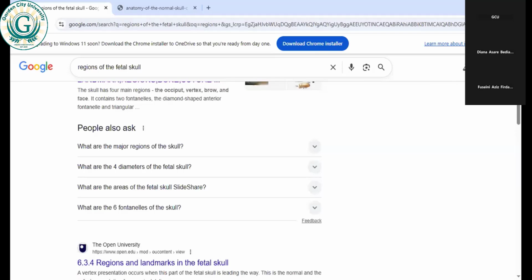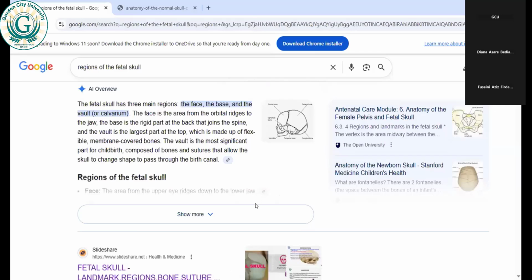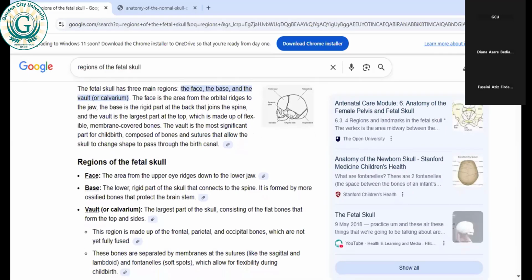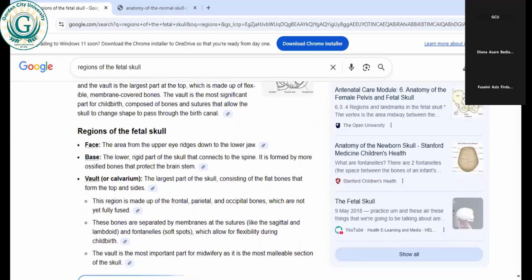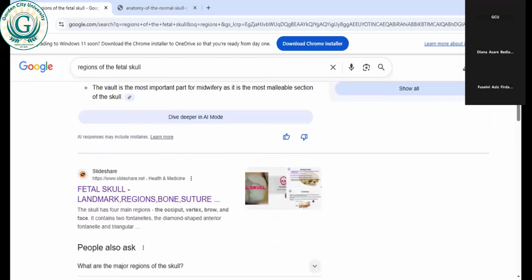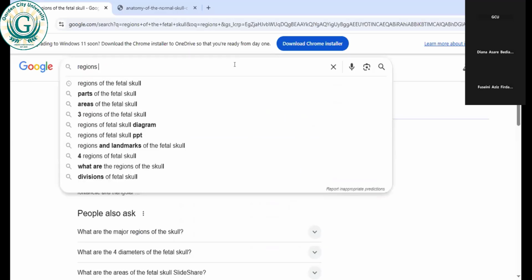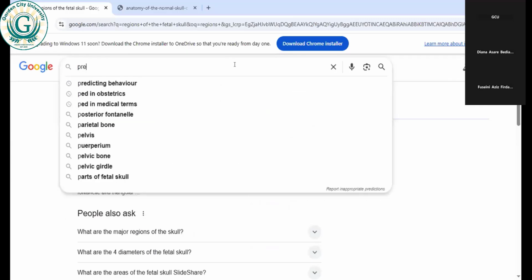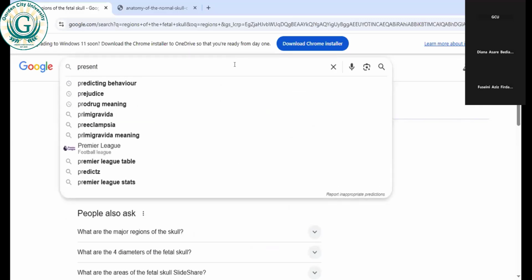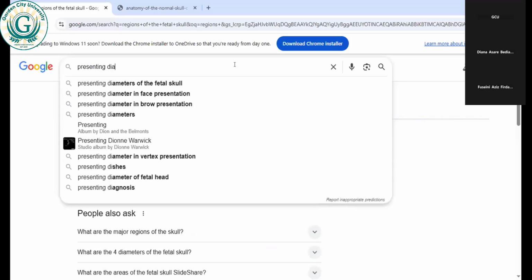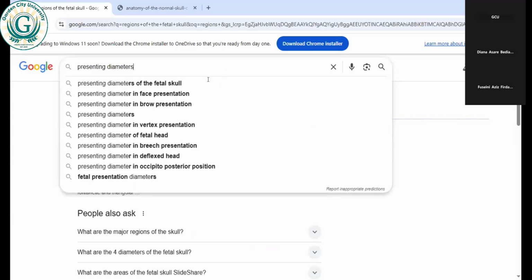There are always two, the longitudinal and the transverse. The presenting diameters determine the presentation of the fetal head, for which there are 3: the vertex presentation, the face presentation, and the brow presentation. This applies only in cephalic presentation. If the baby is coming cephalic, then you further go down to assess: is it vertex presentation, face presentation, or brow presentation?